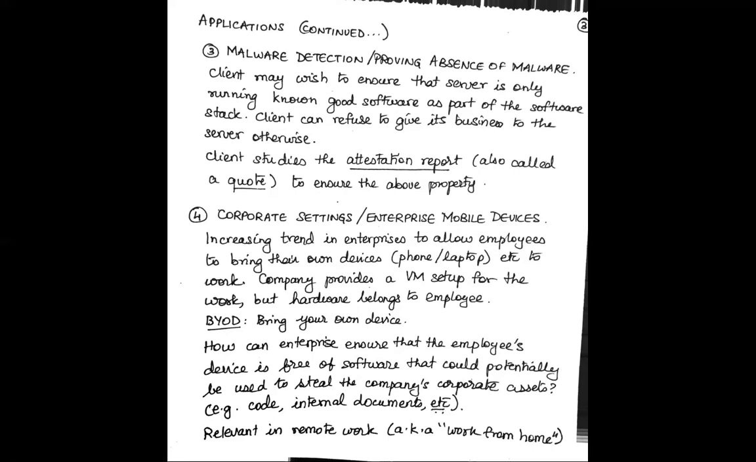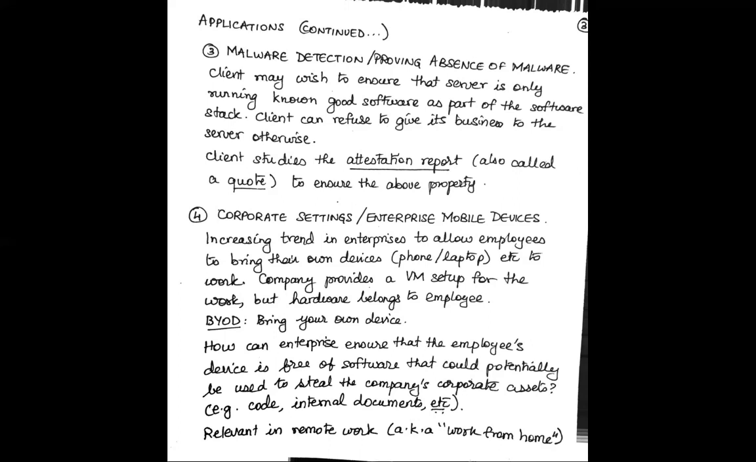Okay, so the simple solution here is that if the client actually detects some malicious software running on the server, the client can refuse to give its business. It can say, look, unless you run this particular set of software as part of your software stack, and you run only these things that I trust, this known good software configuration, I'm not going to give you my business. Okay.